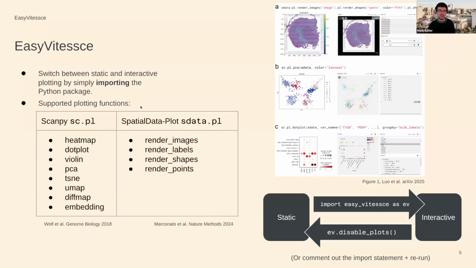And so the EasyVitessce package supports a subset of functions from these different SCverse plotting modules. For example, the heatmap, the dot plot, the violin plot, or these different scatter plots from the ScanPy plotting module, as well as for SpatialData plot, all four of the render methods that render different spatial elements within a SpatialData object. And you can also disable the interactive plots if you want to return to the static mode.